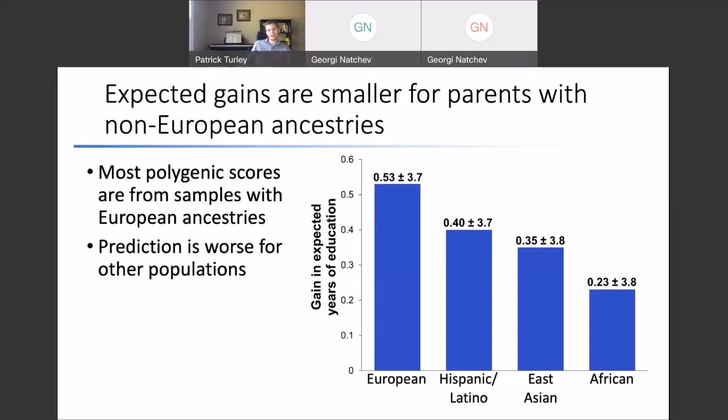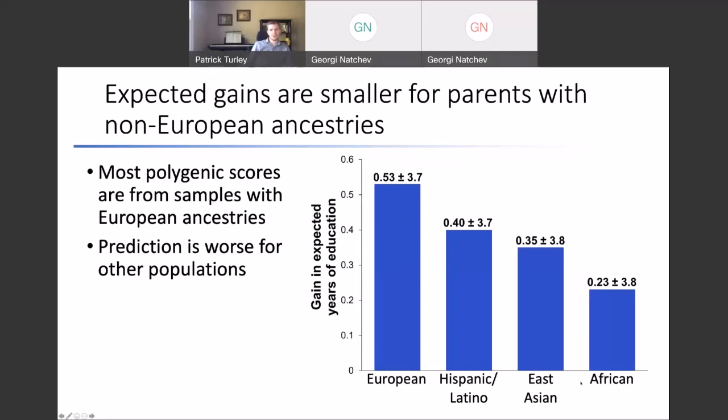And generally, these polygenic scores don't generalize to other populations. And so as a result, in our simulation, predicting what the gains of embryo selection would be for educational attainment if someone used current polygenic score technology to select embryos that are most likely to go farthest in school, we see that the gains are largest for people with European ancestries and are smaller for individuals with Hispanic Latino ancestries, East Asian ancestries, and smallest for those with African ancestries.